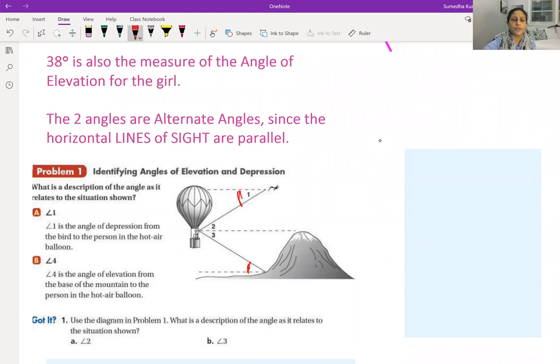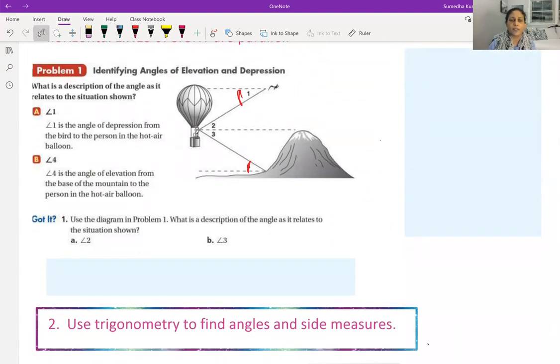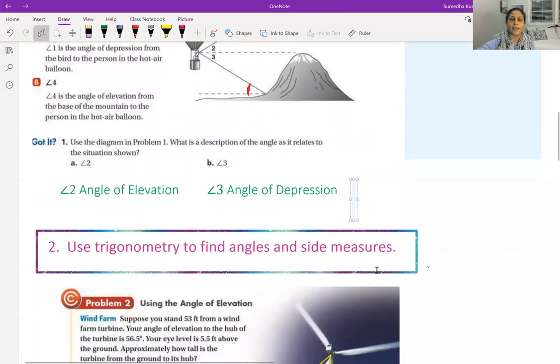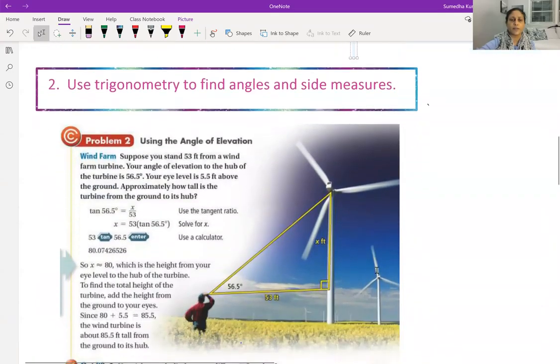And then it asks you what is angle 2 and what is angle 3. And again, these are quite easy. Angle 2 is the person looking up at the bird, so that is your angle of elevation. And angle 3 is the person looking down at the base of the mountain, and so that is your angle of depression. And so we're going to use trigonometry to find angles and side measures.